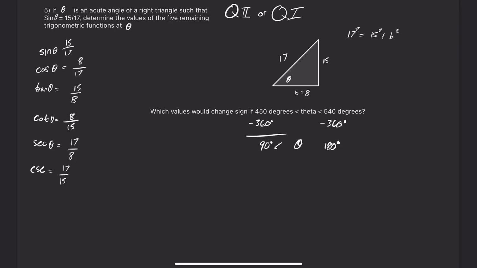And this is theta. So, since we know that this is the second quadrant, it makes sense because sine is still positive there. Well, cosine is going to be negative, tangent is going to be negative, cotangent, and the reciprocal of cosine, which is secant. All these will be negative. And that's what it was asking: what values would change sign? So that's how you do that problem.